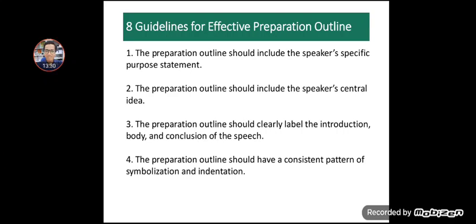So this is what we call the preparation outline should have a consistent pattern of symbolization and also indentation, so that we are not being confused at which part we need to do what.